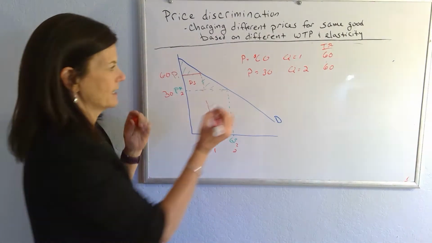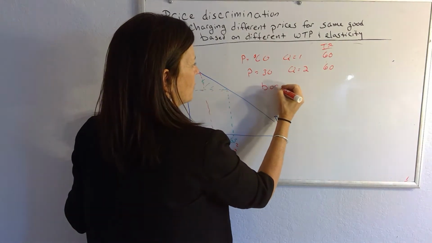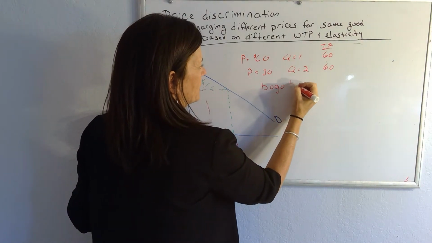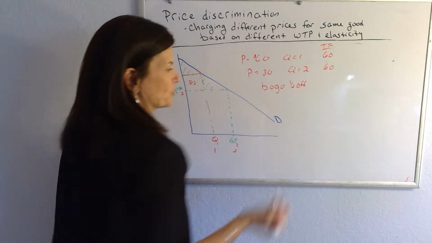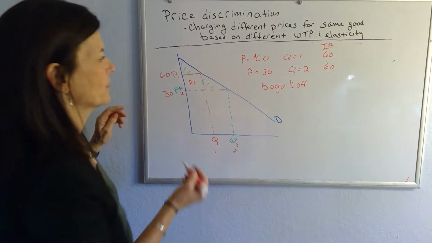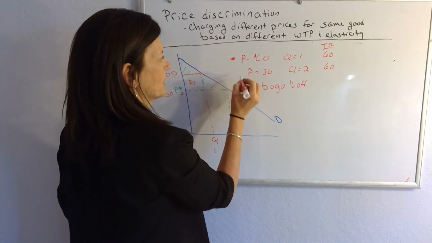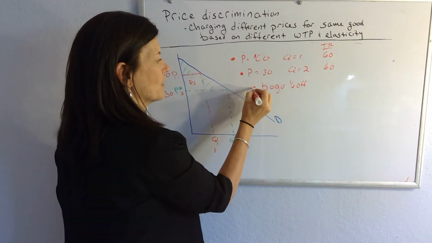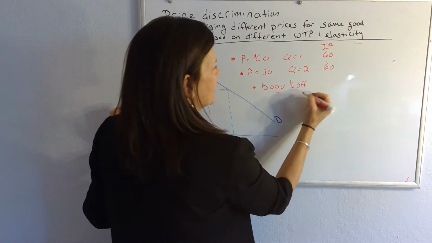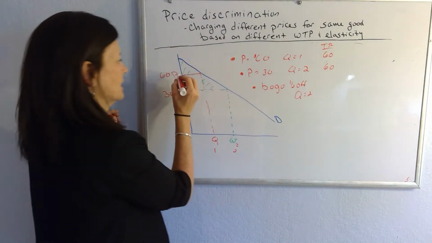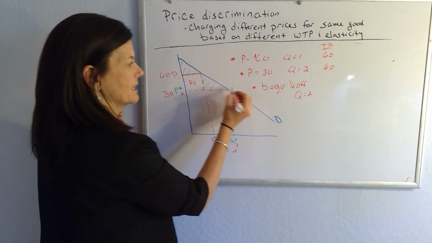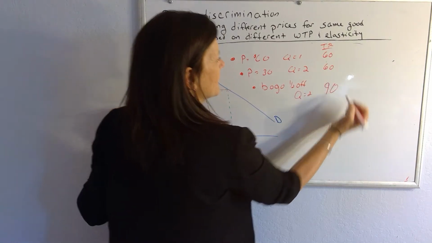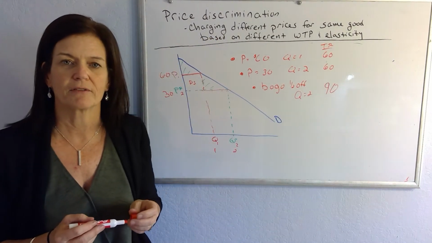But what if I said BOGO, buy one, get one half off? BOGO is shorthand for buy one, get one. So that's one option. I could just charge everyone this 60 for all. I could charge 30 for all, or I could say buy one, get one half off. I'd sell 2 units. They'd pay $60 for the first one, and they'd be willing to pay $30 for the second one. I sell 2 units, and I get a total revenue of $90.